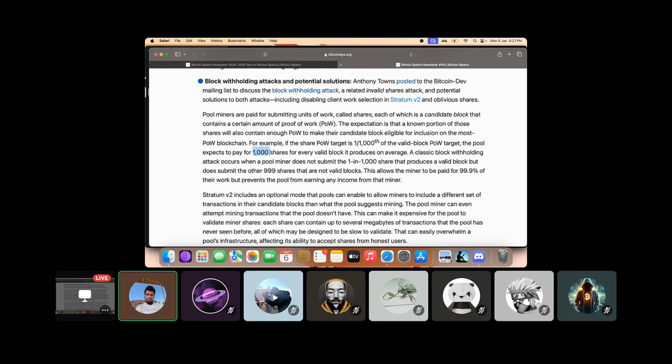What possibly could be a reason for this? It's basically somebody who's trying to harm the mining pool, right? If you want to harm a mining pool, start mining with them.